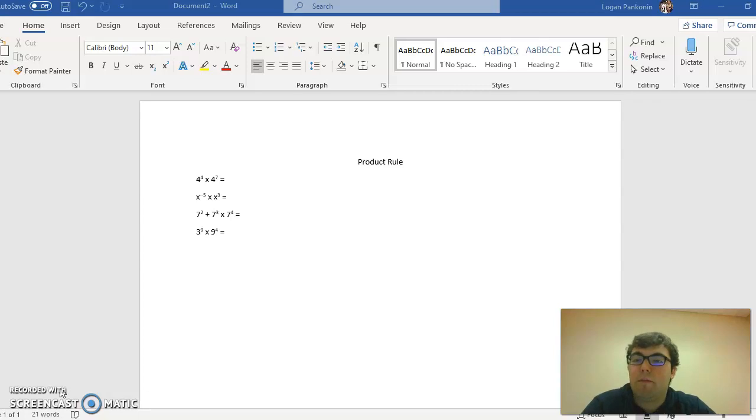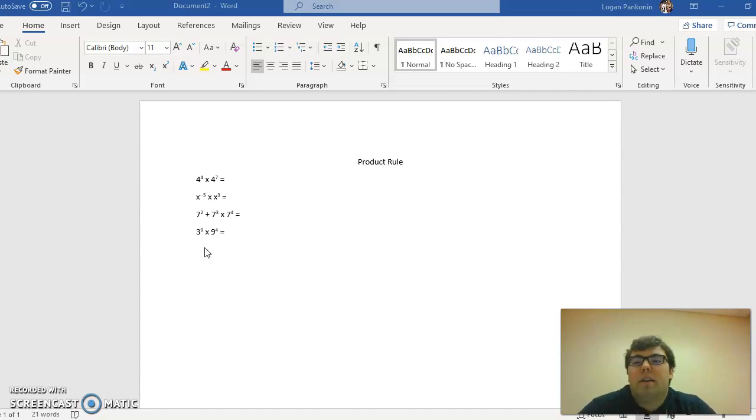So yeah, today we're going to talk about the product rule with exponents. And so two important things we need to keep in mind here. One is that when we are using the product rule with exponents, we need to make sure that they have the same base. So as you can see on the screen, we have 4 to the 4th times 4 to the 7th, and we have x's here, we have 7s, we have a 3 and 9. So maybe initially we can't do this problem yet, but I'll show you a little trick.